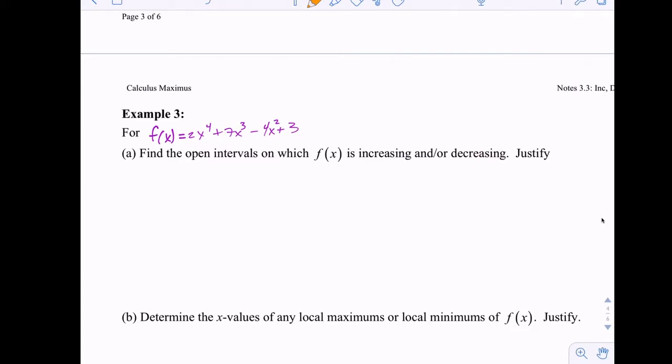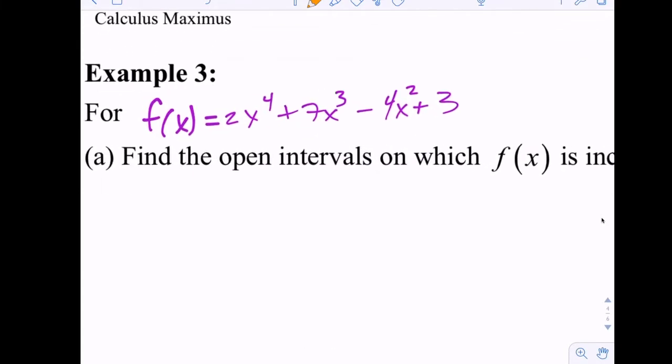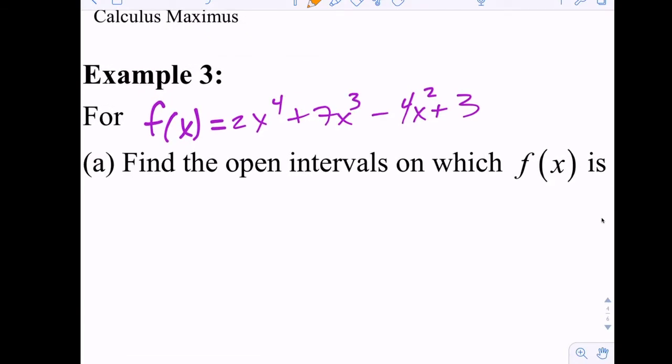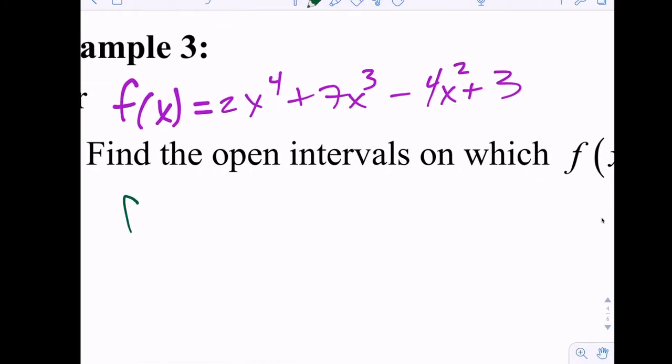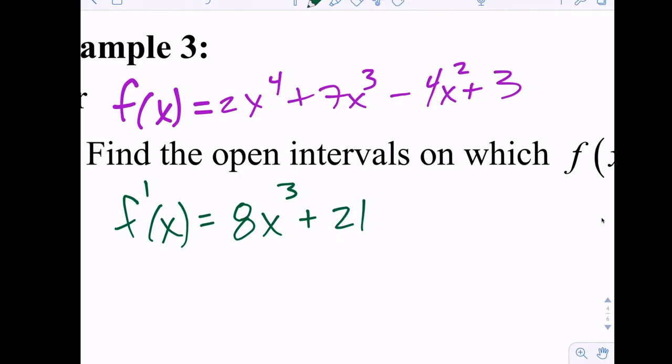Okay. So a function can only change from increasing to decreasing at either critical values or what? Discontinuities. We have a polynomial. Are there any discontinuities? No. But are there any critical values? Hopefully, if I reinvented this equation correctly. So we take the derivative, and we get 8x cubed plus 21x squared minus 8x plus 0.